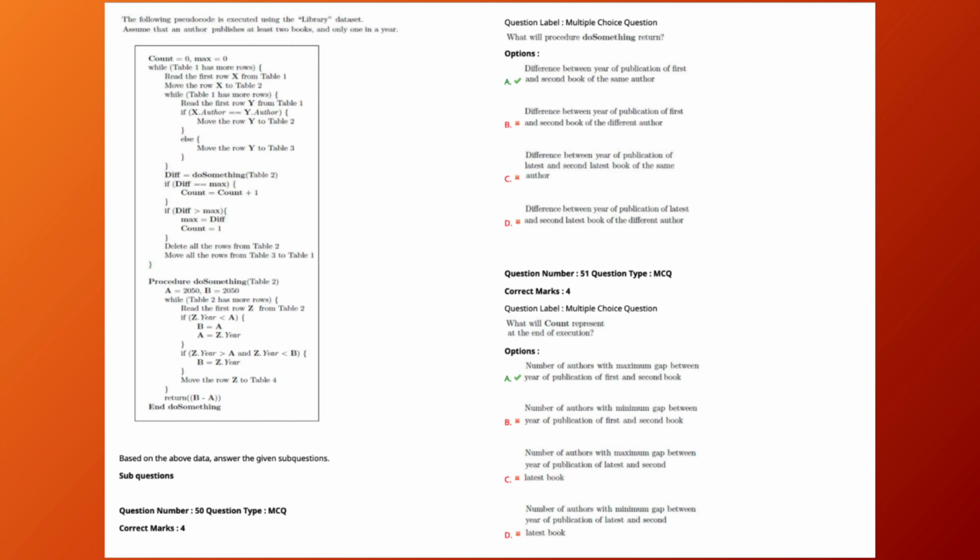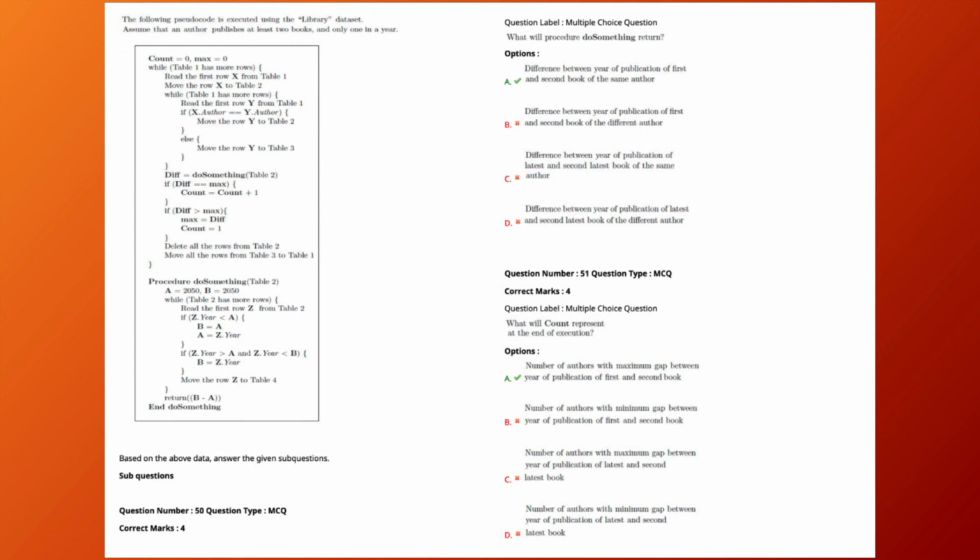Then we say that we read the first row Y from table 1, and then we say that if X dot author is equal to Y dot author, we move row Y to table 2, else we move row Y to table 3. So basically, if 2 cards have the same authors, or 2 of the books have the same author, we're going to move that particular row to table 2.